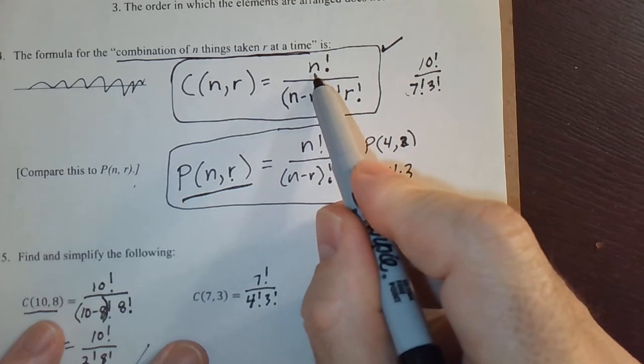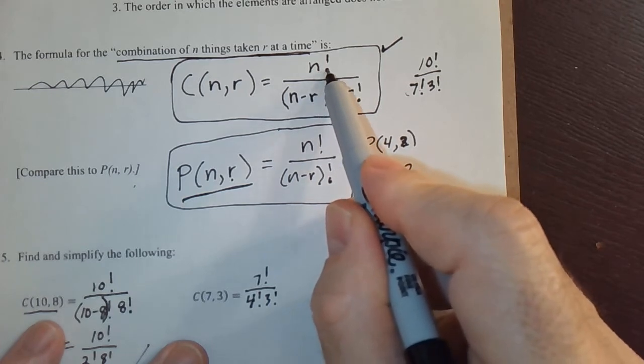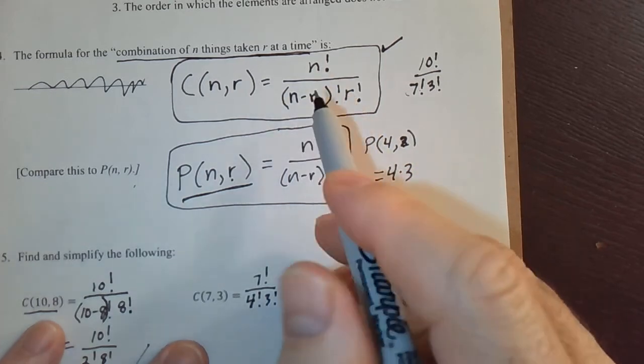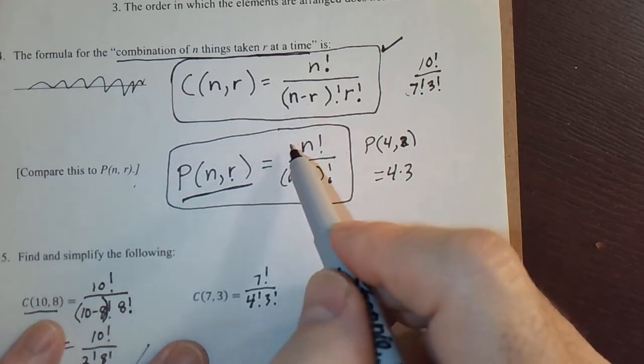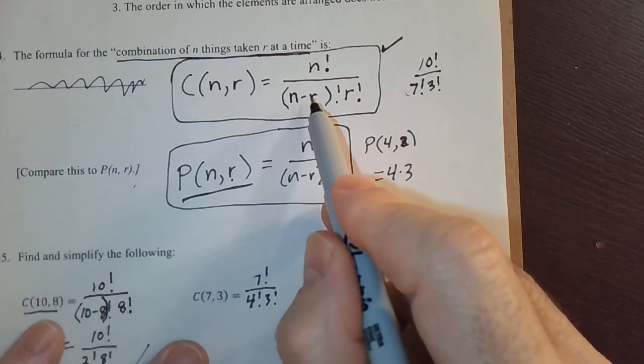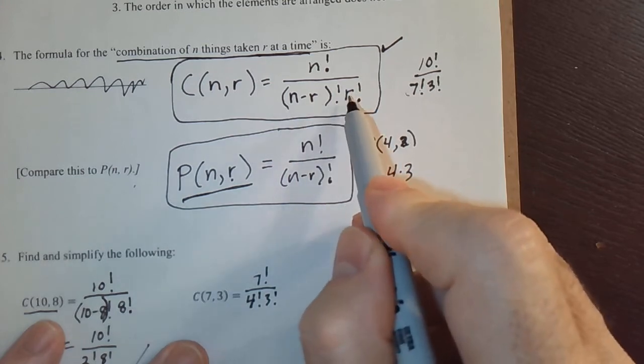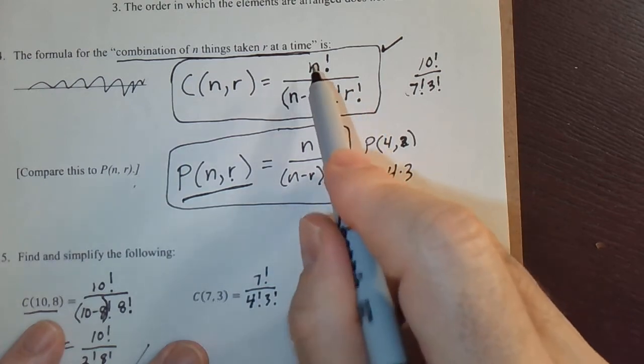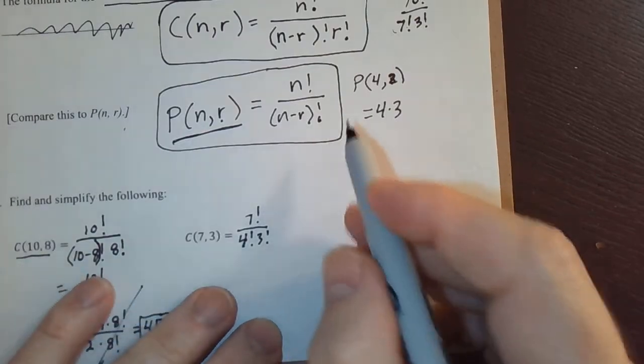Here we have n on top that we're taking the factorial of. What are the 2 numbers on the bottom we're taking factorials of? n minus r and r. What do you get when you add n minus r and r? Well, the negative r and the positive r cancel out and they give you n.